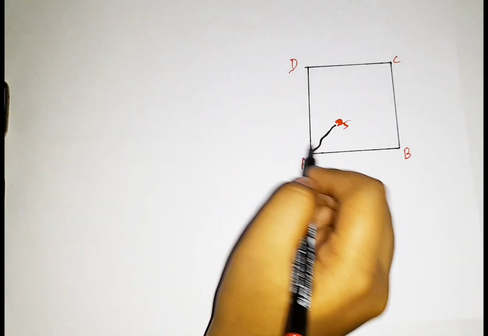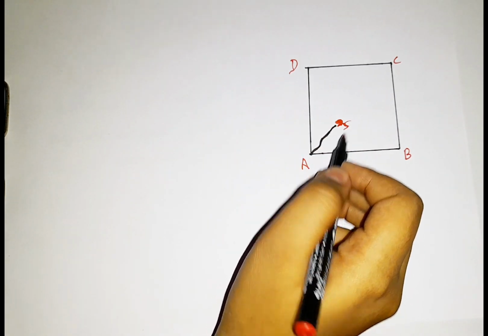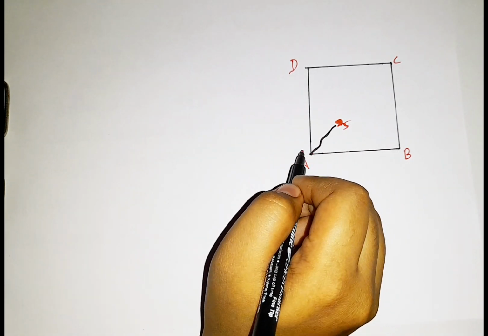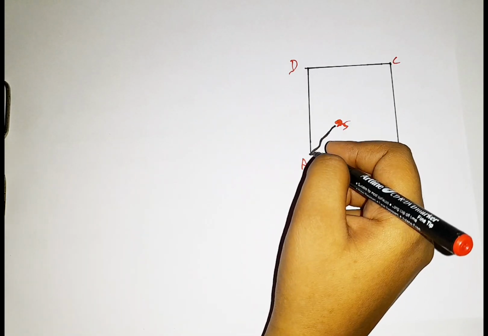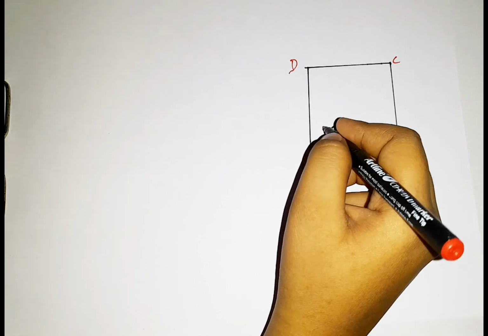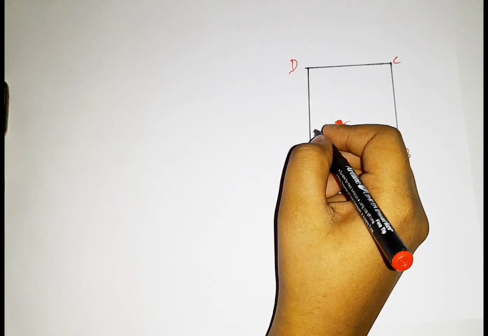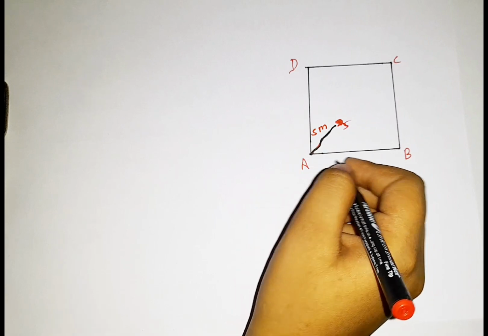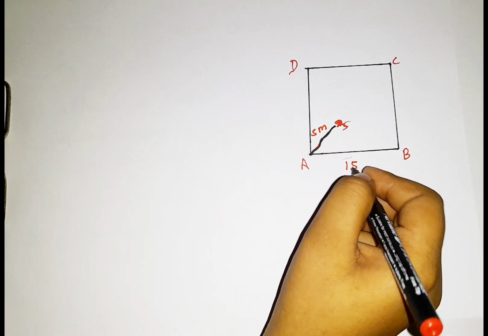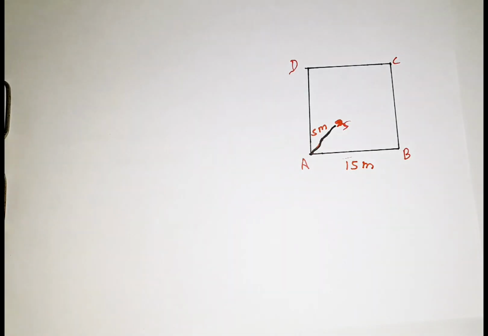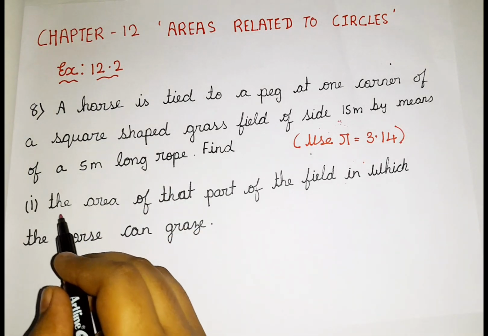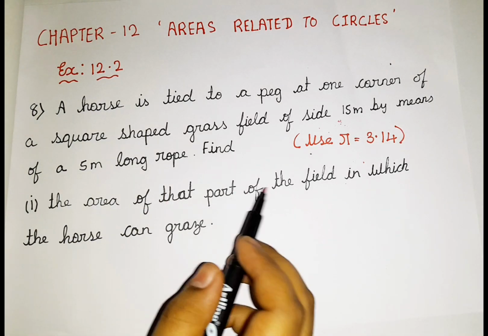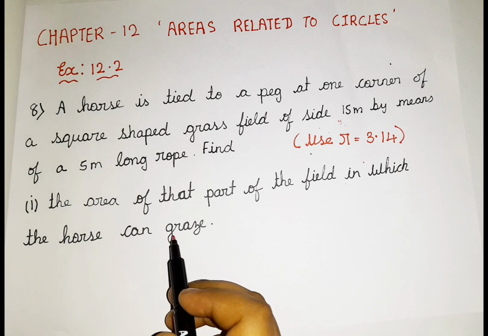Since it is a square, the grass field is in the shape of a square and the horse is tied to a rope. The length of this rope is 5 meter, so let us write 5 meter, and the side of the square is 15 meter, as mentioned in the question. Now we know all the information. What is the first subdivision? We are supposed to find the area of that part of the field in which the horse can graze.